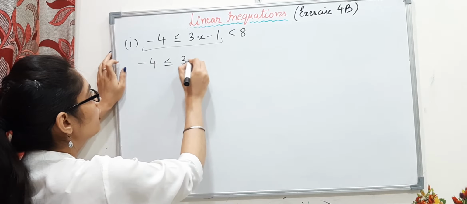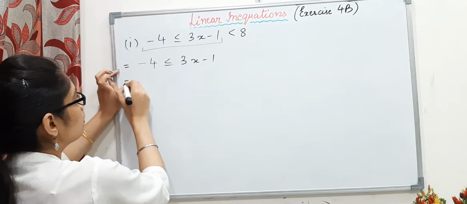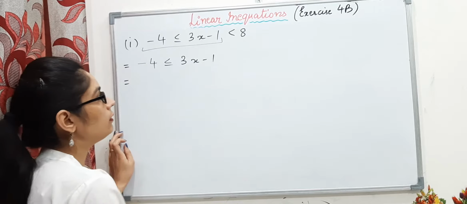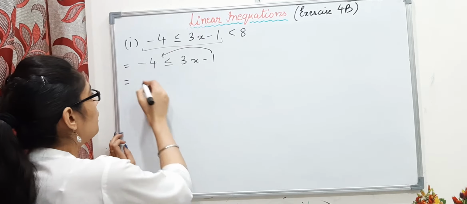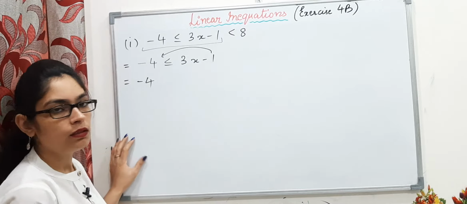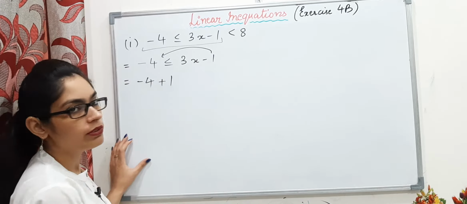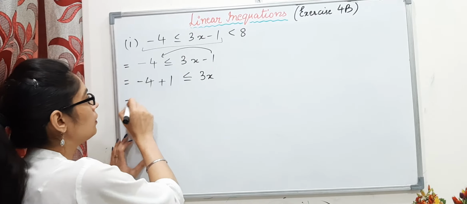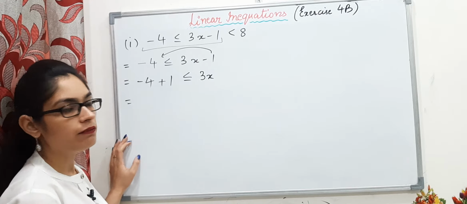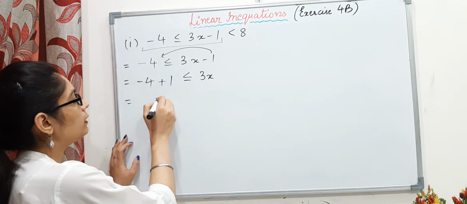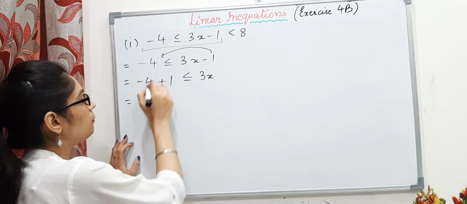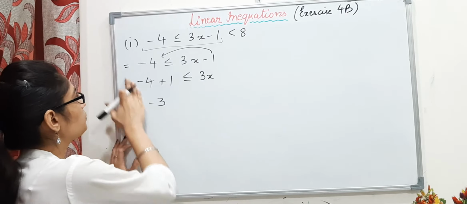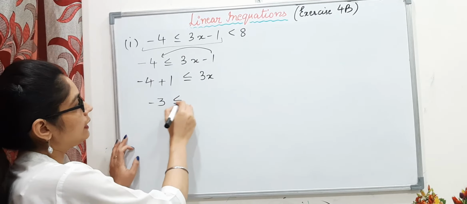-4 less than equals to 3x minus 1. So like terms we will write together, -4 and -1. These two are like terms. So -1 will shift to other side. -1 will be changed to +1 when we shift it to other side. This sign will remain same, less than equals to 3x. Minus plus minus and the sign which is with a greater number. So 4 minus 1 is 3, with greater number minus sign is there because 4 is greater. So -3 is less than equals to 3x.